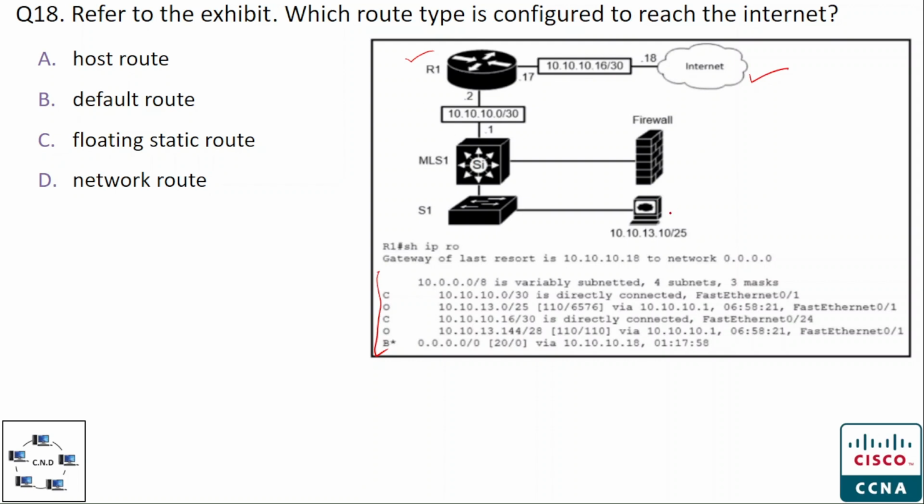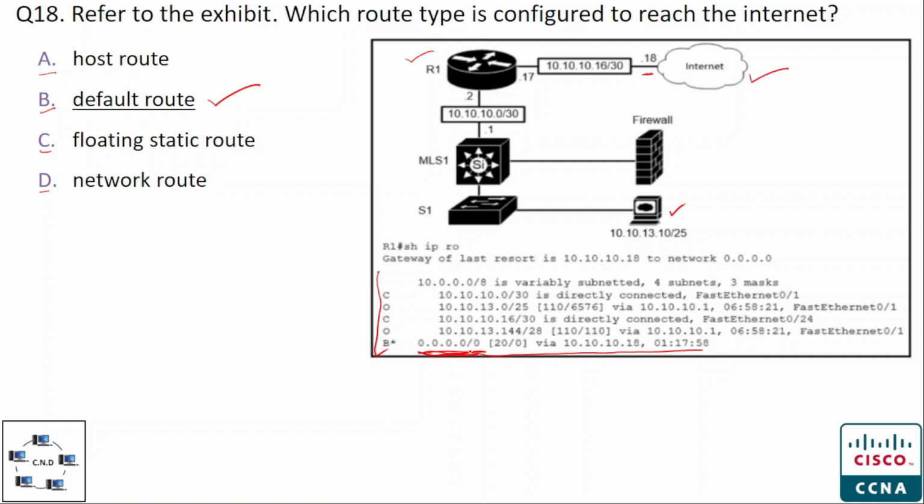Let's suppose this client wants to reach the internet via this router. How will it reach the internet? Through which route? The options are option A host route, option B default route, option C floating static route, and option D network route. And the correct option is option B default route. So we are basically talking about this route where the next hop is 10.10.10.18, and this is basically the denotation of a default route.